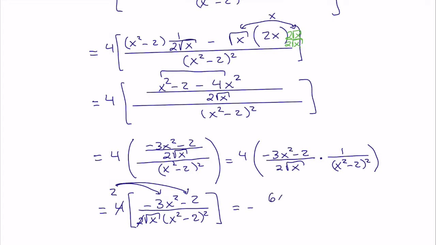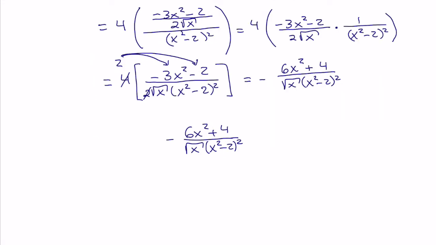So this is (6x squared plus 4) all over the square root of x times (x squared minus 2) squared. And that is my derivative. Okay, as I said before, how do you leave your answer? This is the way you leave it, because you always think that you might need to set your derivative equal to 0 to find horizontal tangents.